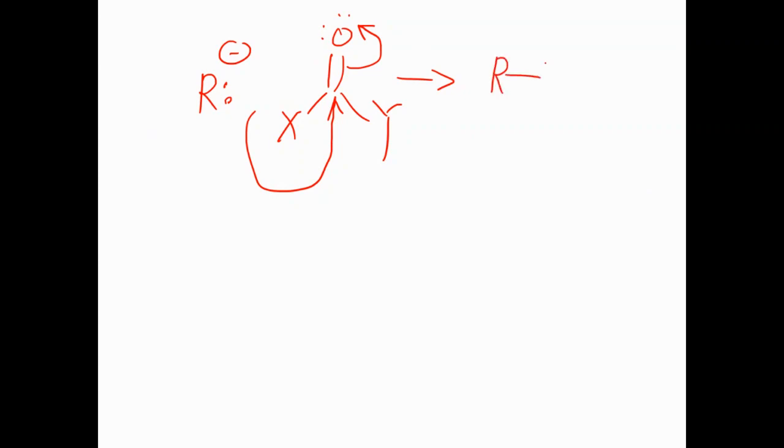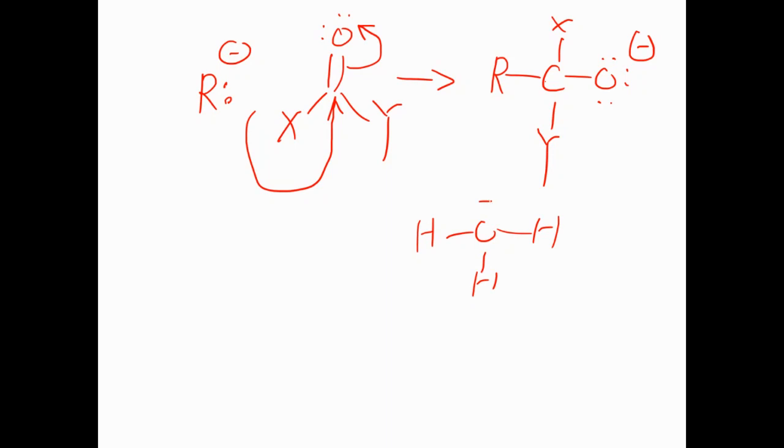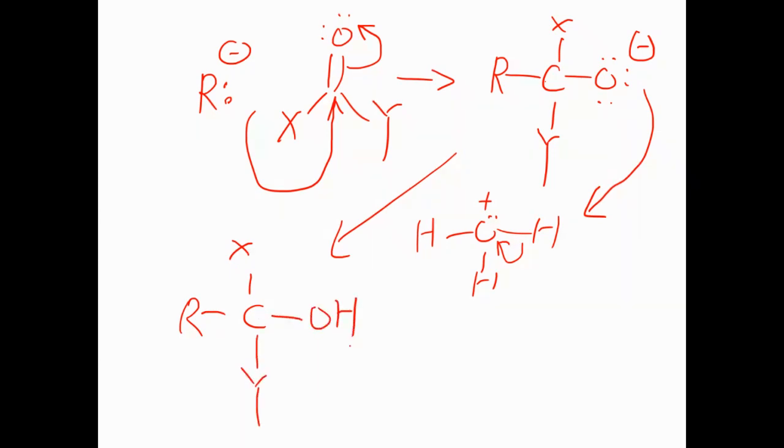That's what happens in the first step. And then second step, you add the acid, so that compound you got. Okay, if it's an aldehyde, if it's formaldehyde, meaning both X and Y equal hydrogen, you will get a primary alcohol as a product.